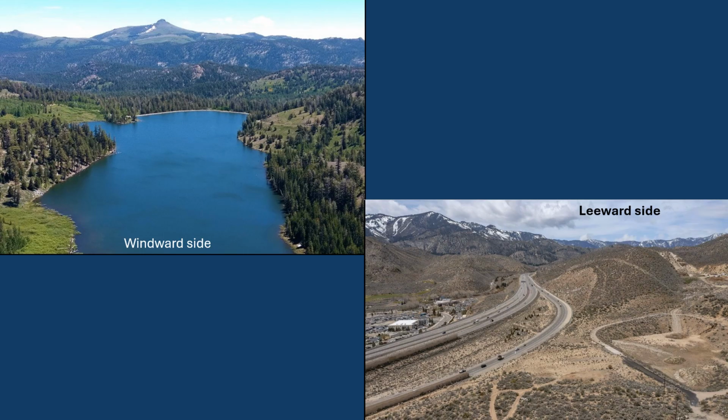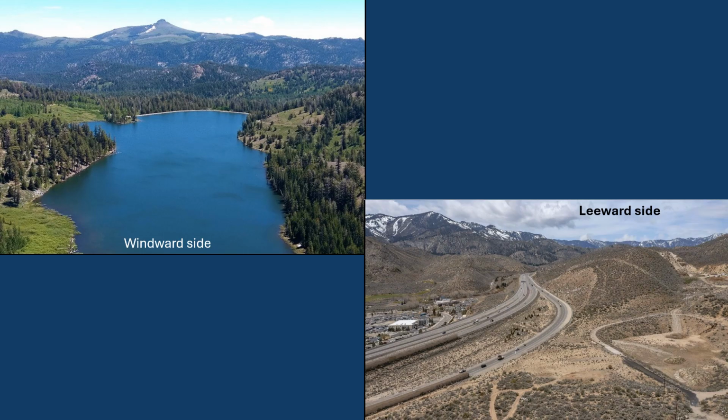On our right-hand side, this location is on the eastern side of the Sierra Nevadas, the leeward side, in Nevada. And these two locations are only about maybe 40 miles apart as the crow flies. But look at the difference. Compare our leeward side of the mountain to the windward side. The leeward side is extremely arid.